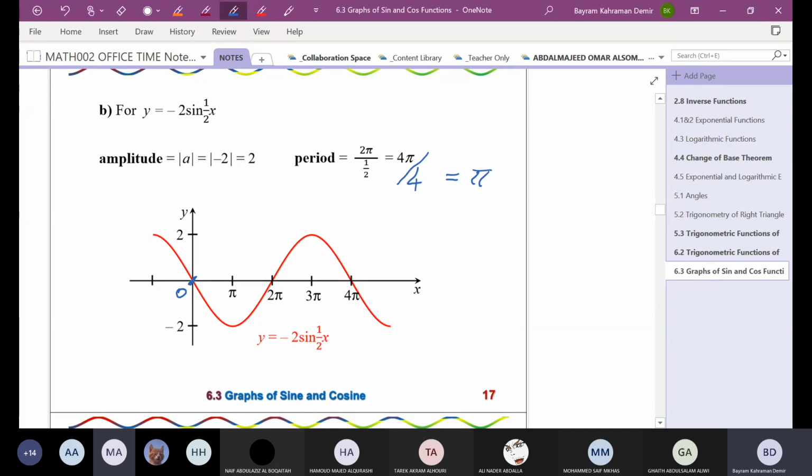Sir, how do we get the period again? Yes, who's going to help your friend, Shabab? How did we get the period? It's 2 pi over k. Yes, we are dividing 2 pi by the coefficient of x, right? Coefficient of x, Shabab.